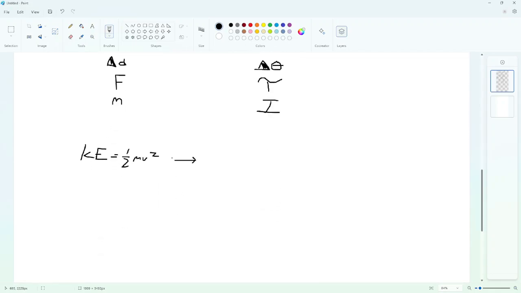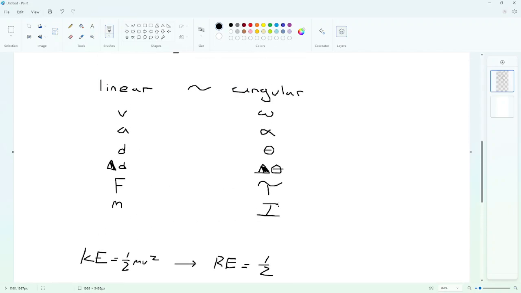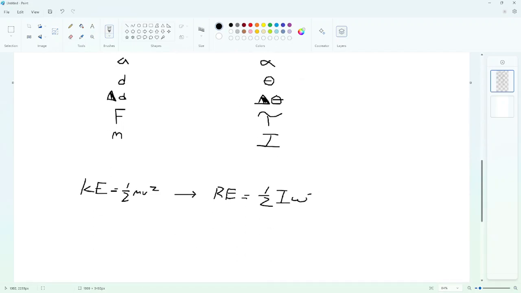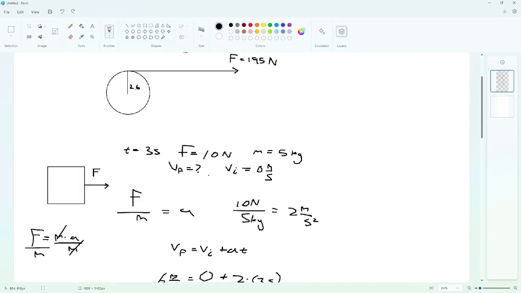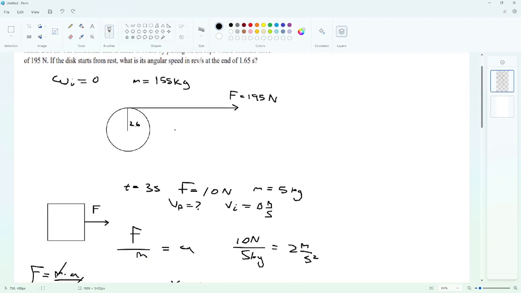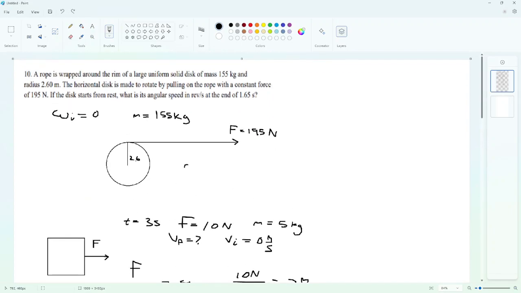To convert this into rotational energy, we can use the formula 1/2. What is mass? Mass is moment of inertia. What is velocity? It is omega. Omega squared. And this is indeed true. So if we use that knowledge, we can go ahead and deduce a formula for this as well. Torque is analogous to force. So if we divide force by mass, which in this case we'll divide torque by moment of inertia, we should get acceleration, or in this case, angular acceleration.